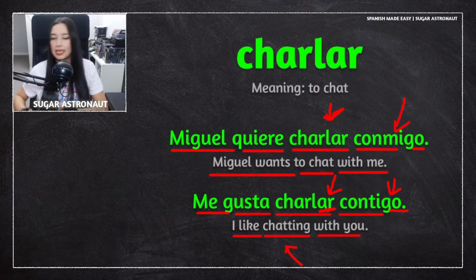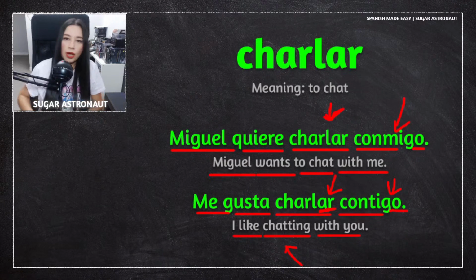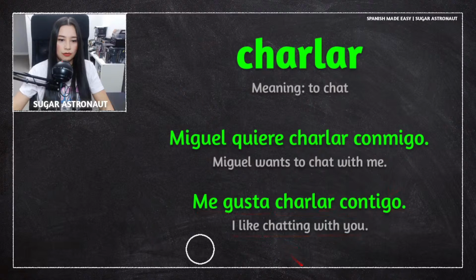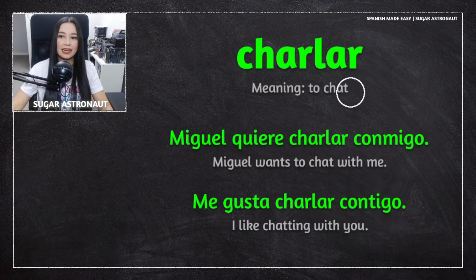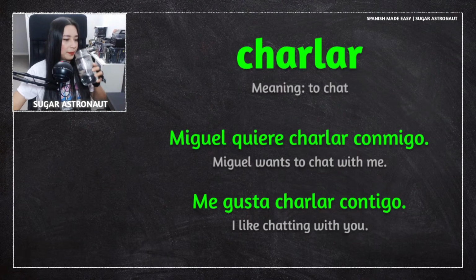Me gusta charlar. I like chatting. Me gusta caminar. I like walking. Me gusta cocinar. I like cooking. Okay? So that's something important to remember when using the expression me gusta. Me gusta charlar. I like chatting. Contigo, with you. Okay? Charlar means to chat, to talk. Okay? Very important.